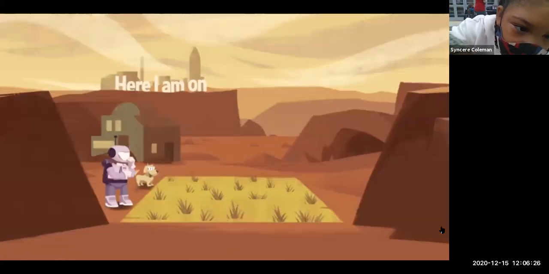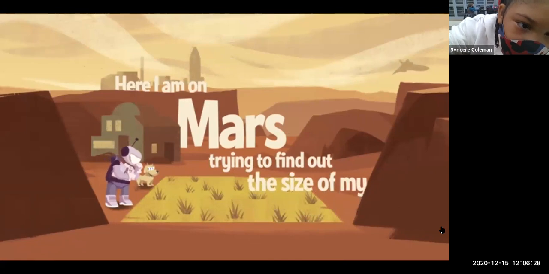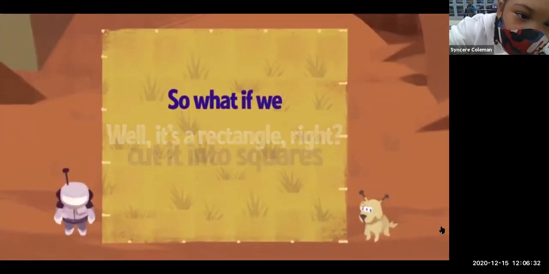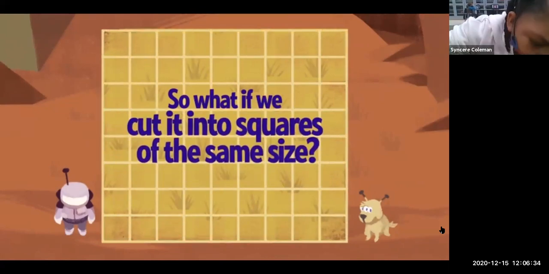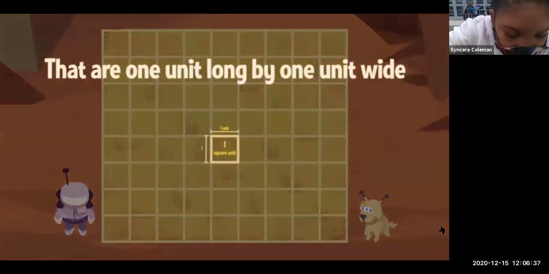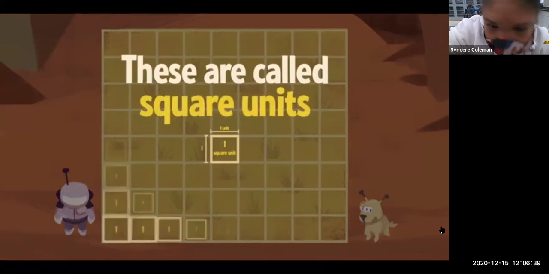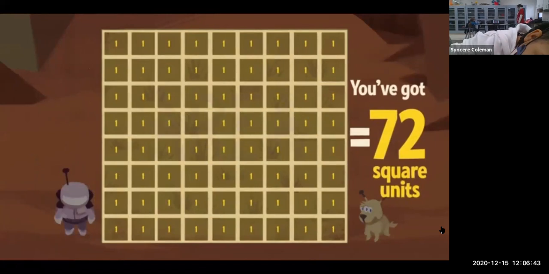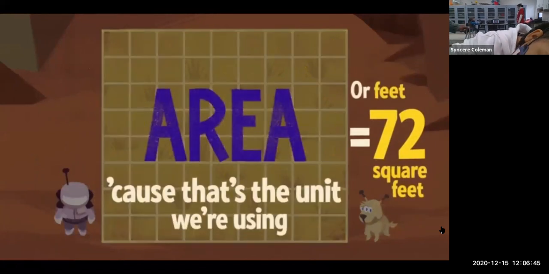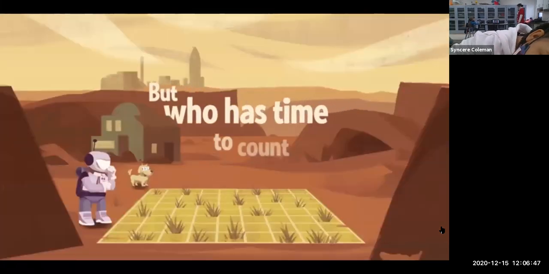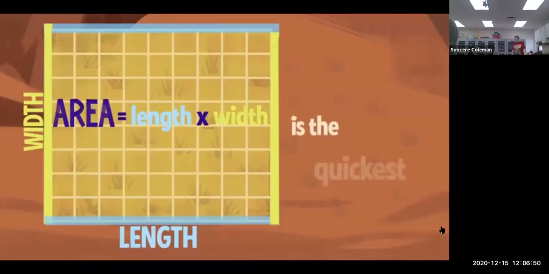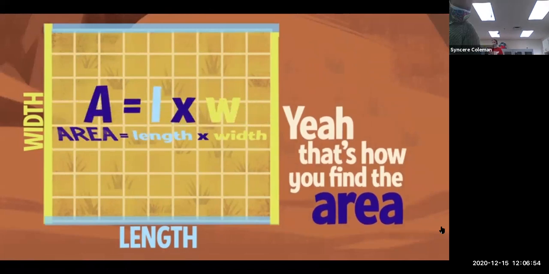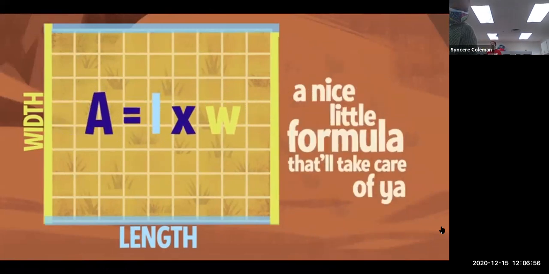Here I am on Mars, trying to find out the size of my backyard. Well, it's a rectangle, right? So what if we cut it into squares of the same size that are 1 unit long by 1 unit wide? These are called square units. Add them all up, surprise! You got 72 square units, or feet, because that's the unit we're using. But who has time to count squares? Length times width is the quickest way to get there. That's how you find the area. A nice little formula that'll take care of ya.